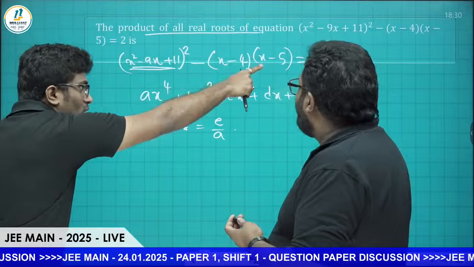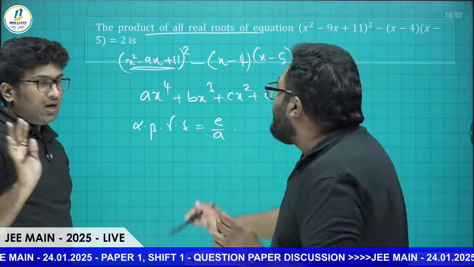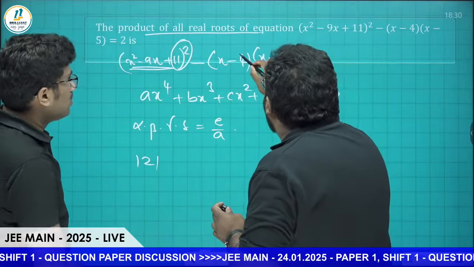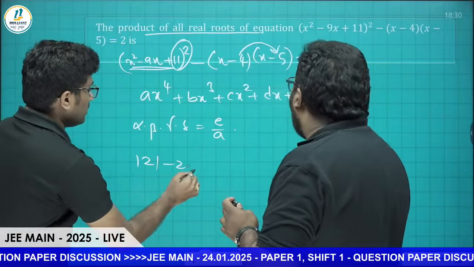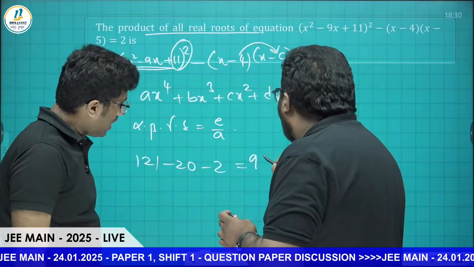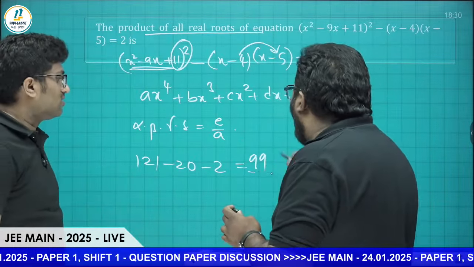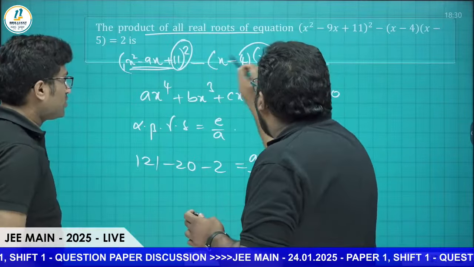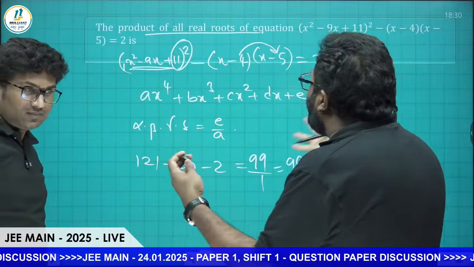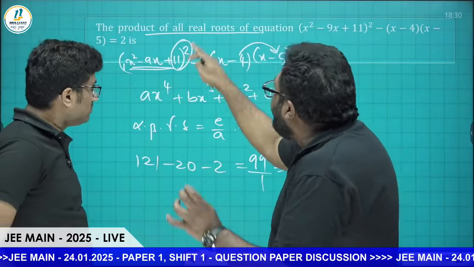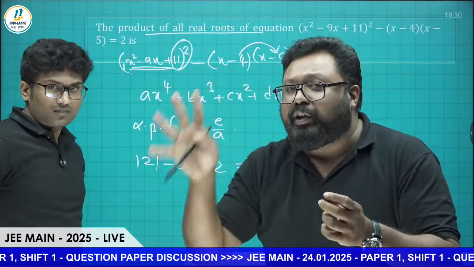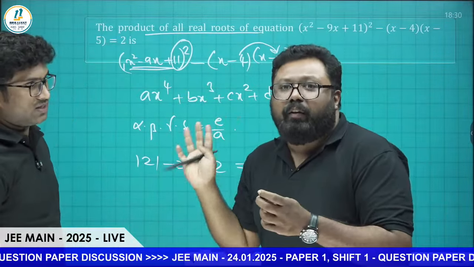So just identify only the constants. The constant from this is 11 squared, 121. This is 4 fives are 20, so minus 20. And this 2 will come to this side again, minus 2. So your constant is going to be 99. So 99 divided by the leading coefficient 1. Every coefficient is 1, so the final answer is just 99. Don't have to expand this and spoil your time, my dears. Understand that the product of all real roots is going to be the constant of the polynomial divided by the coefficient of the highest degree. That's all. Very simple idea, my dears.